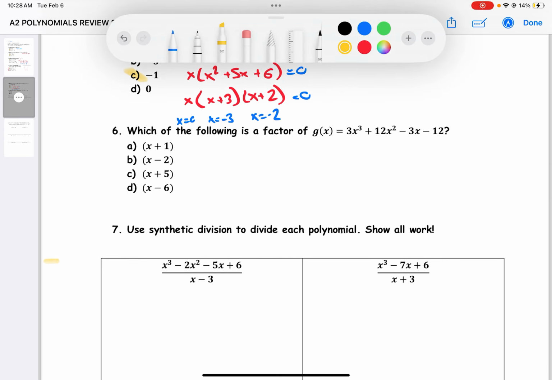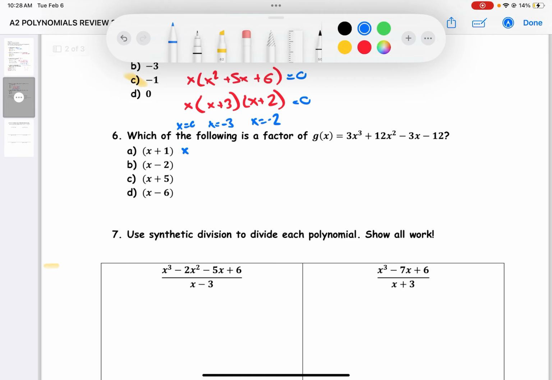Number 6, we're going to employ the same game plan, except we just have to understand our remainder theorem. If x plus 1 is a factor of the function, that means that x equals negative 1 is a solution. So if I plugged in negative 1, I would get 0, right? Because x equals negative 1, that's a 0 of the function. So in this case, x equals 2 would be a solution, x equals negative 5 is a solution, and x equals 6 is a solution.